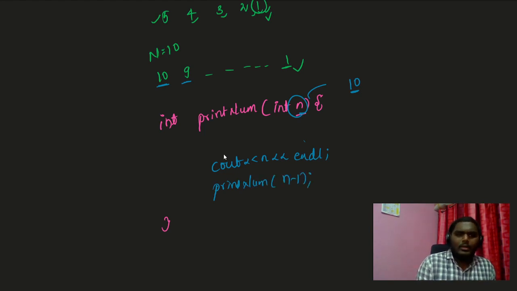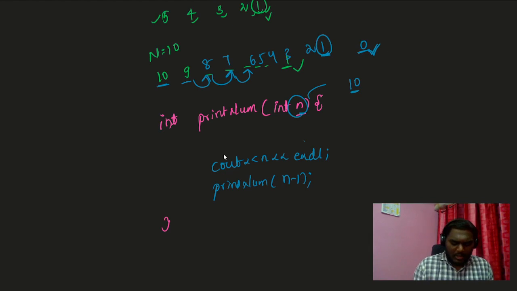So it will come to 8, then it will come to 7, 6, 5, 4, 3, 2, and 1, right? So after printing 1, your n will become 0. Now let's see what to do. Whenever you have reached that n is equal to 0, you need to stop your recursion call. You need not call the other things, right?